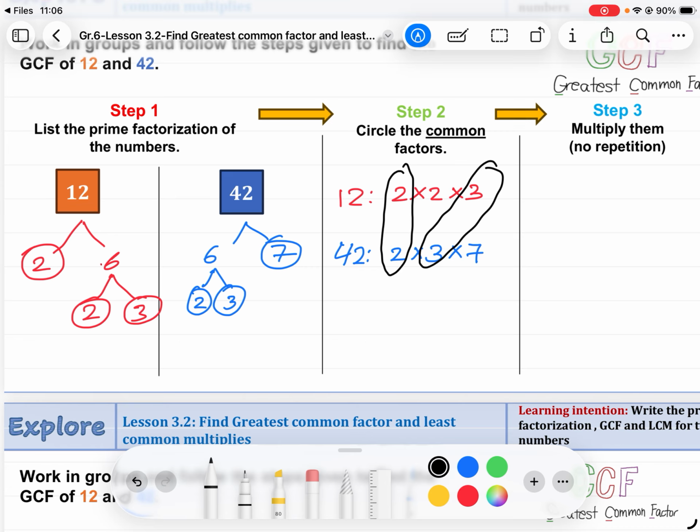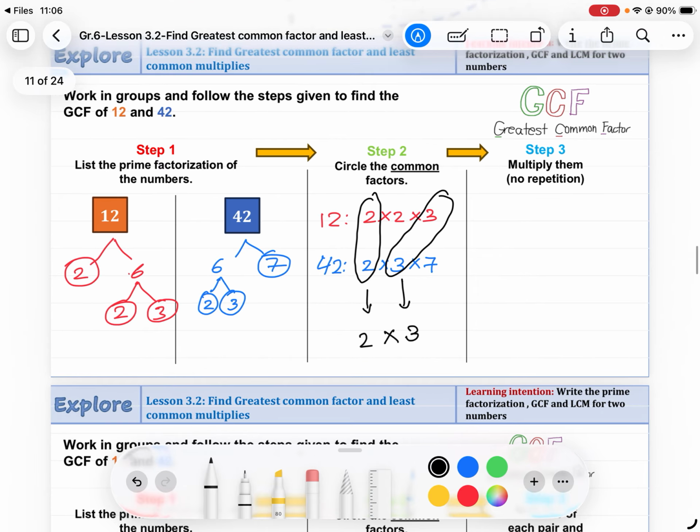And now what you're going to do with this common, from each pair, we're going to take 1, 2. We're going to take 1, 3. Then we're going to multiply them. That will be your GCF. So the GCF will be 2 times 3 equals 6. That's the GCF, guys, and this is how you find it. You circle the common factors. You take 1 from each pair. We do not repeat. No need to take the 2 2s and the 2 3s. You will end up with a totally wrong GCF.